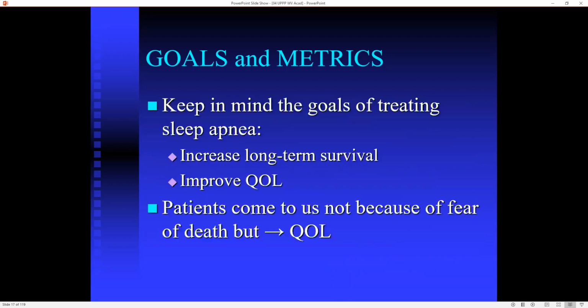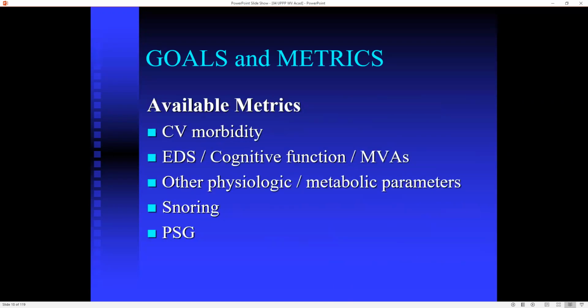And again, keep in mind the goals of treating sleep apnea. We talked about this before. Increase long-term survival and improve quality of life. And again, patients came to us because they wanted a better lifestyle.